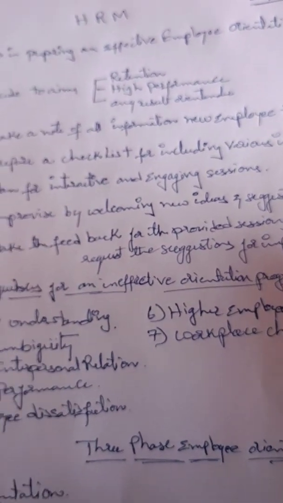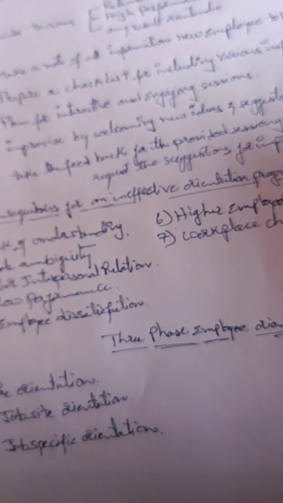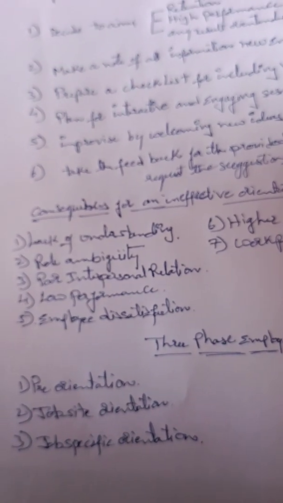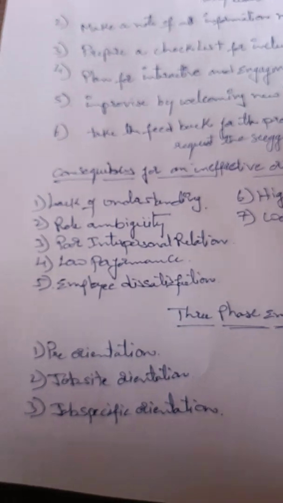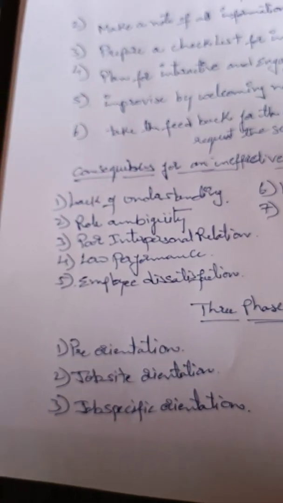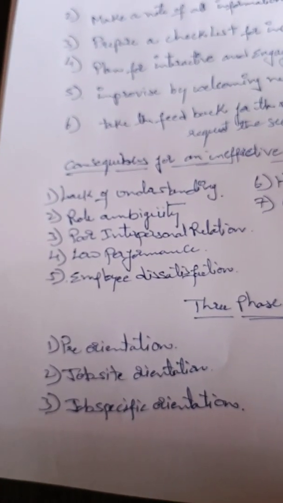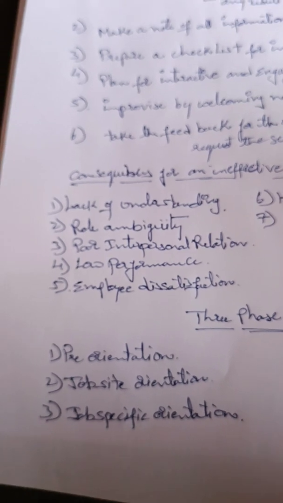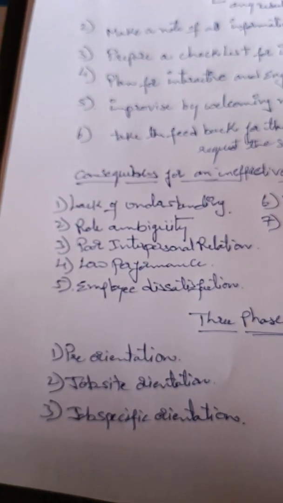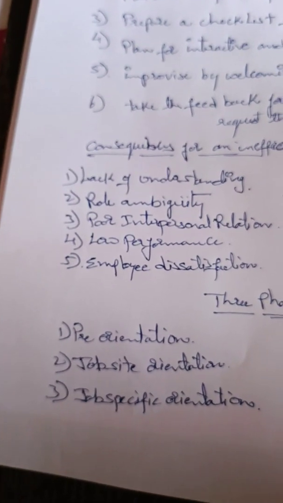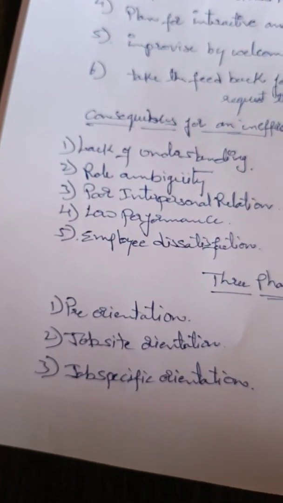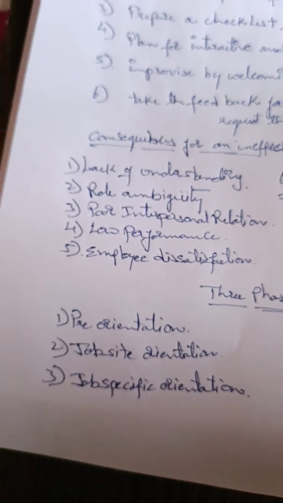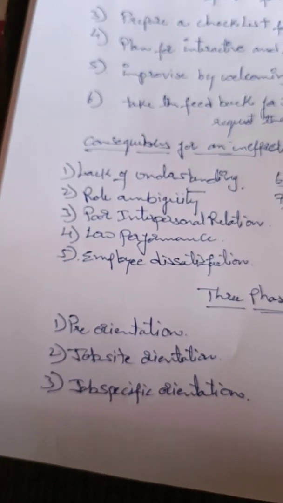And so the researchers have suggested that job orientation should be three-phased: before job acceptance, at the time of job acceptance and joining, and then role-specific orientation programs have to be conducted for the employees.